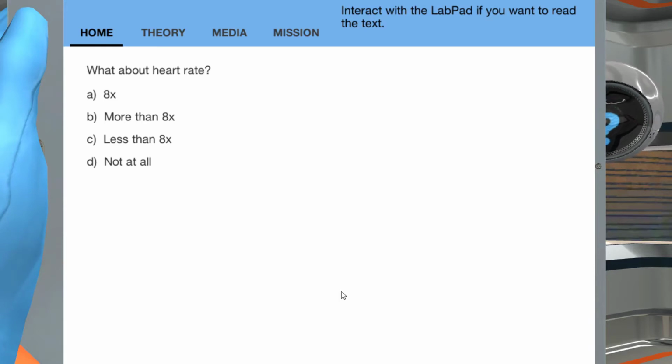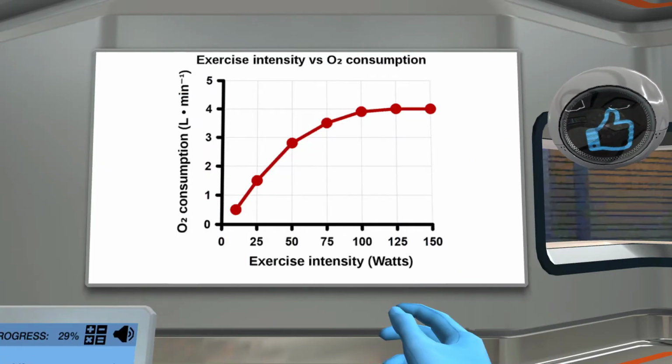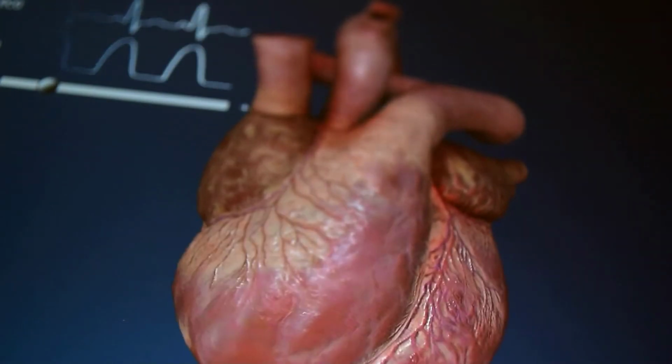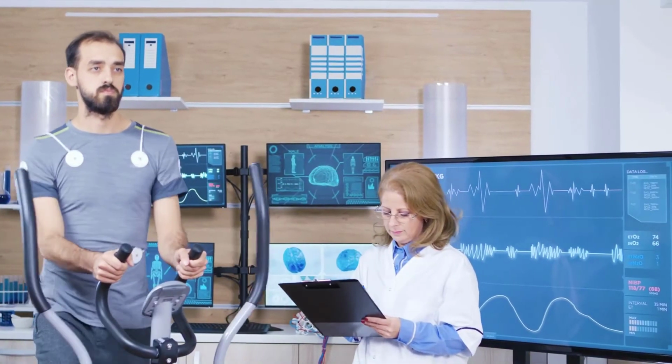What about heart rate? And stroke volume? And diastolic blood pressure? Perfect. Thanks for all your predictions. We will come back to them at the end of the experiment to see whether they were right or not. Now it is time to start our experiment.